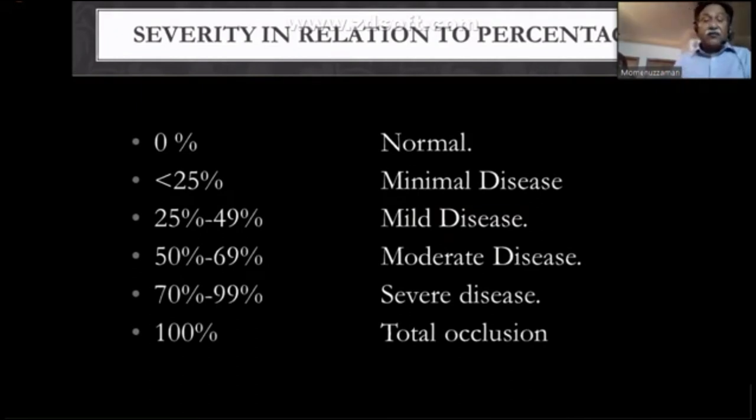Any blockage more than 70% we call severe because it interferes with normal flow dynamics and it can produce a symptom. It needs to be handled. But all blockages are equally important. Even mild disease is also disease. Today it is mild, tomorrow it can be severe. So this is also important.